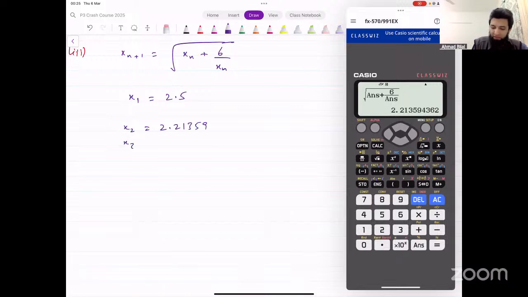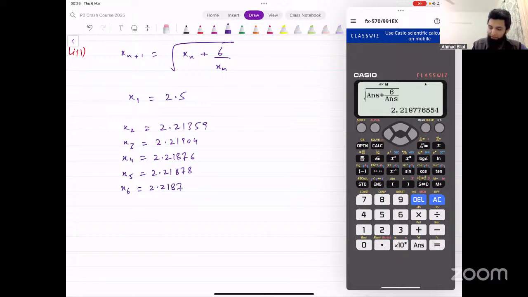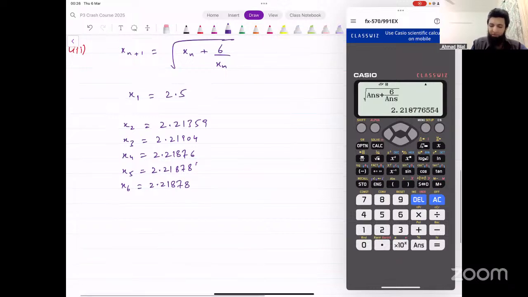x2 is 2.21359. x3: press the equal to button again, and that gives me 2.2190353. So that should be x4, okay, if you write 3 here, you lose 1 mark. x4 is 2.21876. x5 is 2.218777. That means it's going to be 78, right? x6 is 2.21878. That's fairly stable. In fact, all the decimals are stable.